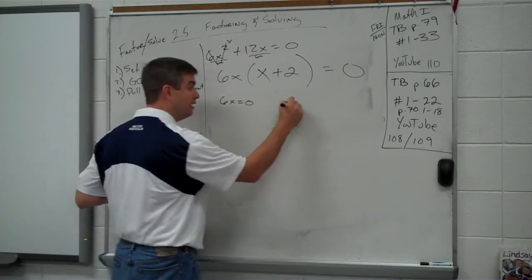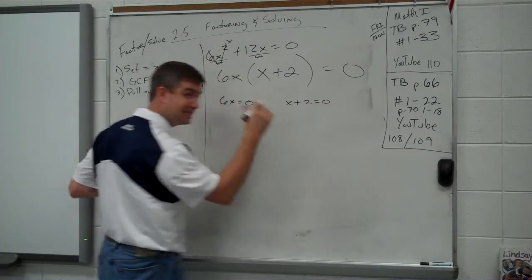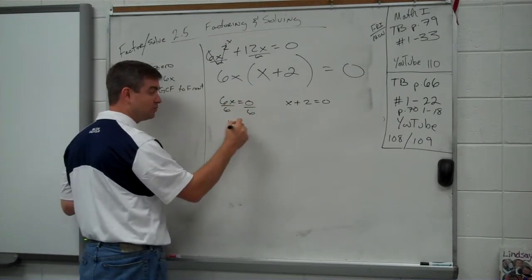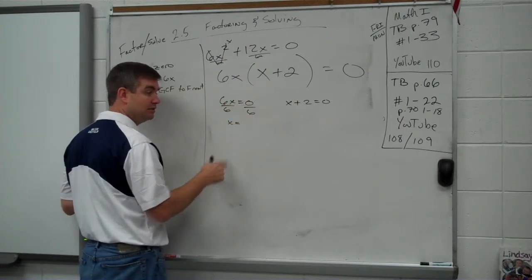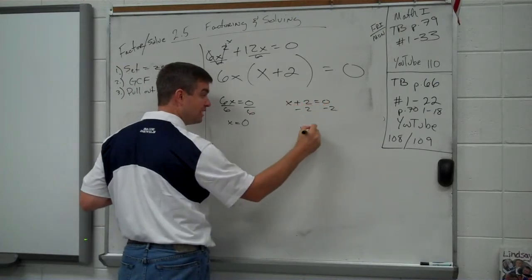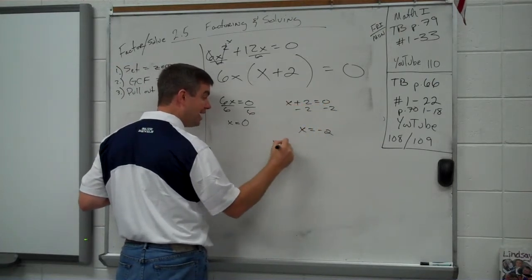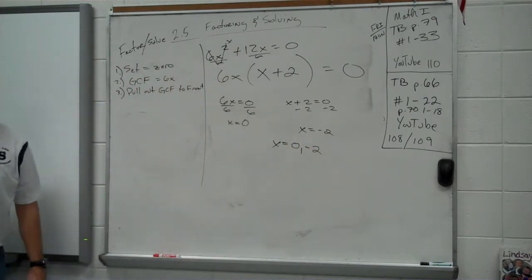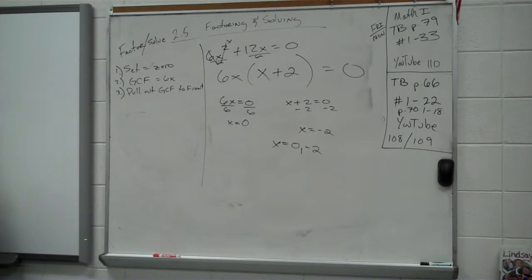6x equals 0. x plus 2 is equal to 0. This is kind of a long way. I divide both sides by 6. x equals what? What's 0 over 6? 0. What about over here? Subtract 2 from both sides. x equals negative 2. So x equals 0 and negative 2. 0 and negative 2 are my two answers.